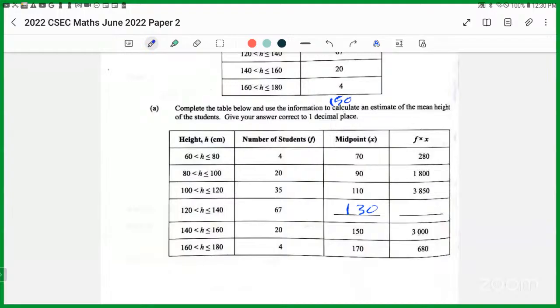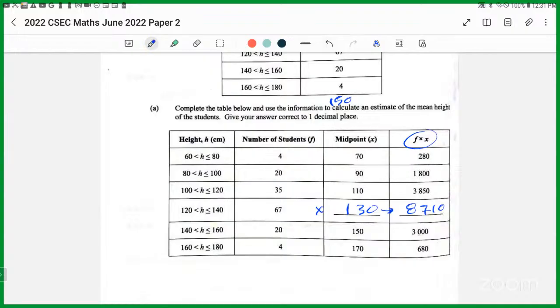Let's write the value there. All right, so I'm just going to multiply these two values. 67 times 130 to get the value over here. 67 times 130, and that is 8710.